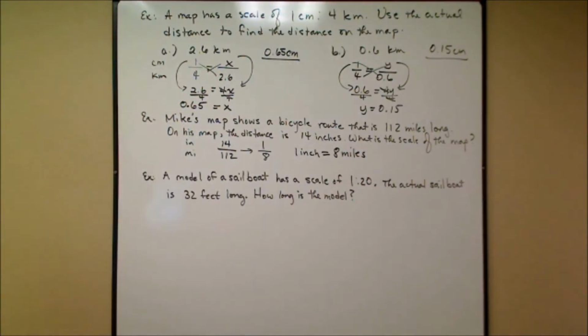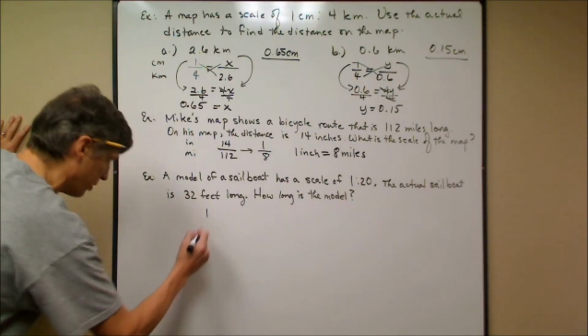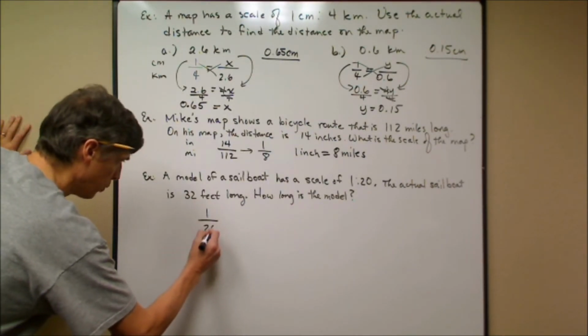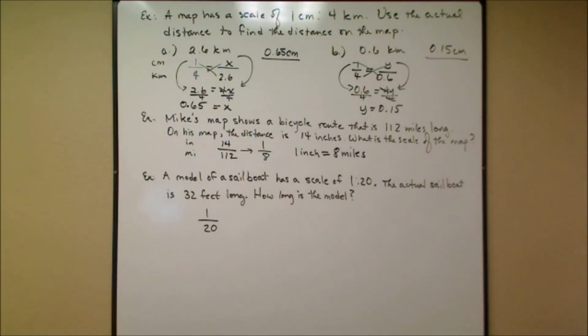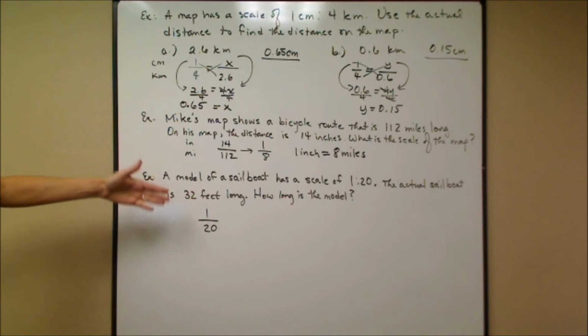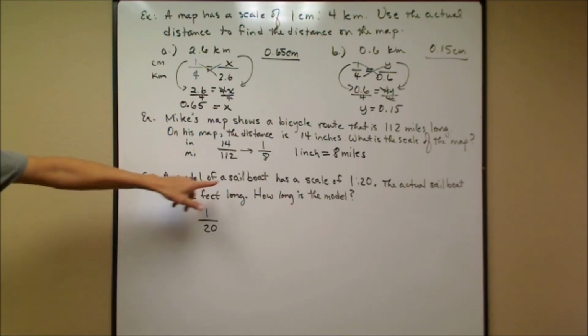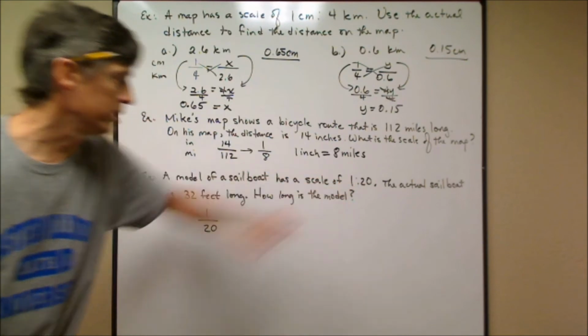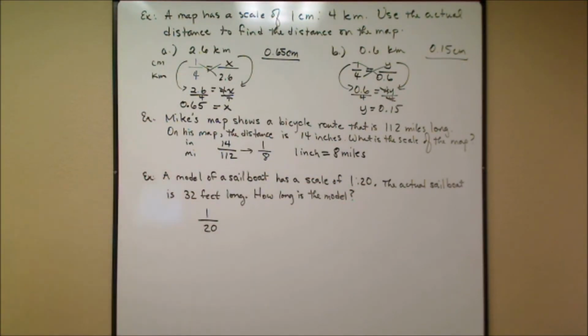Okay. Now the next example, this is a model. This is more of the 3D shape here, but we set it up the same way. It says that the model of a sailboat has a scale of 1 to 20. That means on the model, 1 unit is worth 20 units on the actual sailboat. Now they don't give us inches, they don't give us miles, but these would be the same units because otherwise they would have listed the units there. So these could be inches, could be miles, doesn't matter. In this case, it says the actual sailboat is 32 feet long.